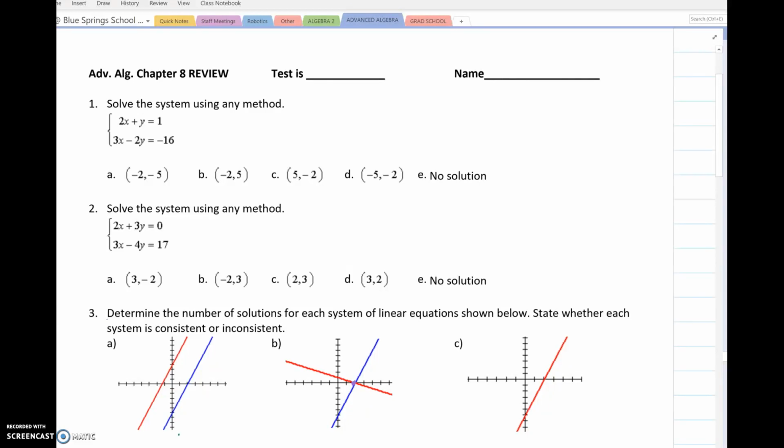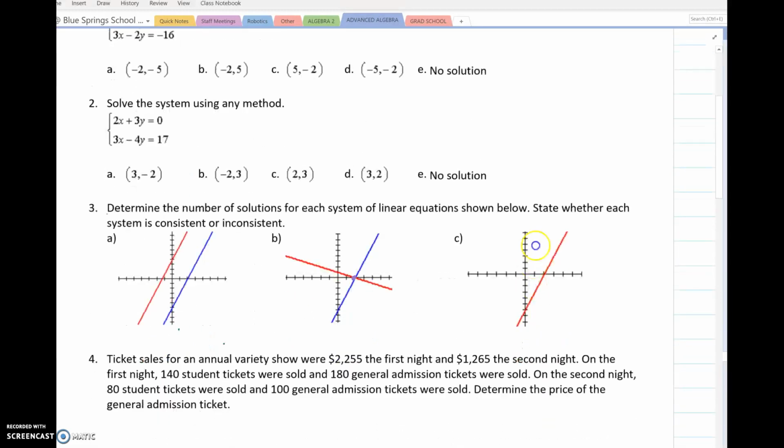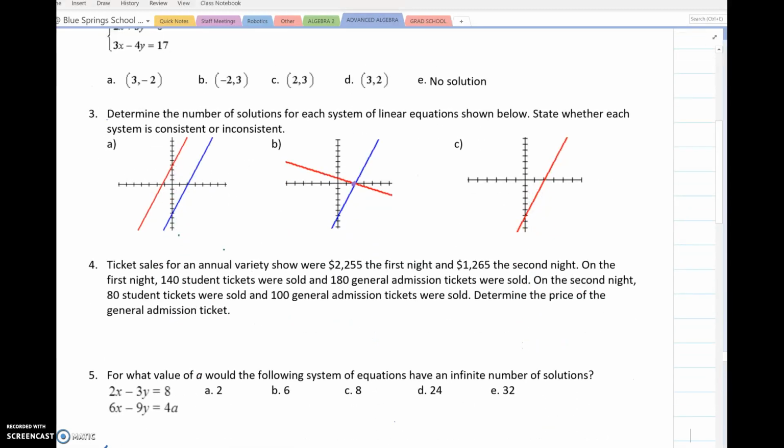As you're reviewing for your test, keep in mind there will probably be one problem like number 1 and 2. Number 3, on the quiz, a lot of people missed this, I think because they didn't follow directions. So the first step is to determine the number of solutions.